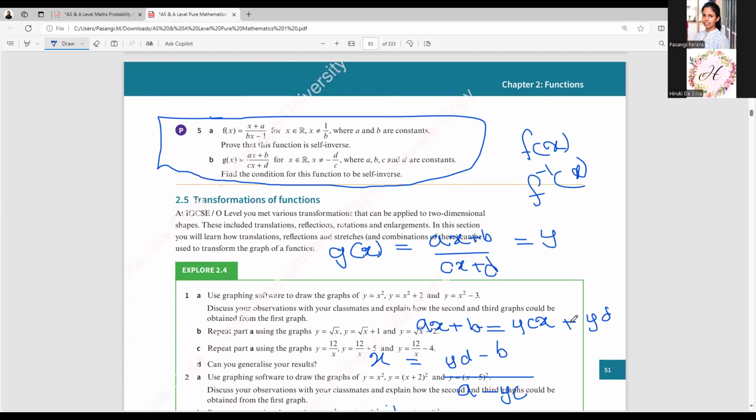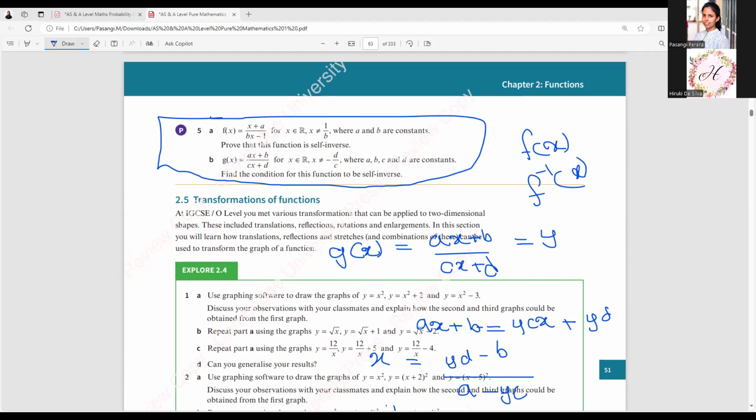Then what we can do is, according to the given question, anyway, we should have it like: find the condition for this function to be self-inverse. If it's to be self-inverse, then these two should be equal and these two should be mirrors or reflections of each other about y is equals to x. Okay, mirrored. So that one is also done, but I have a question.